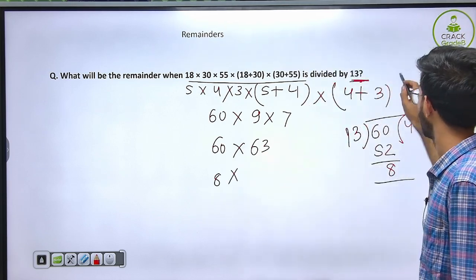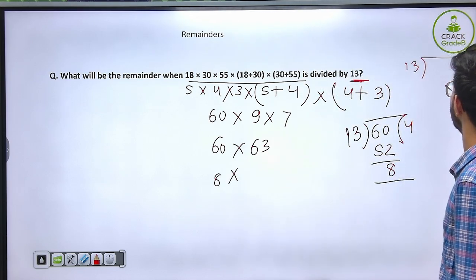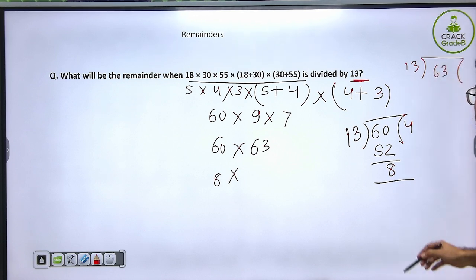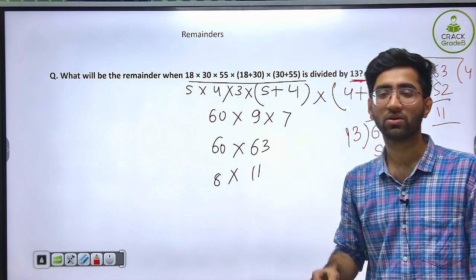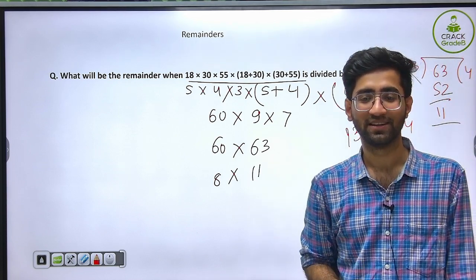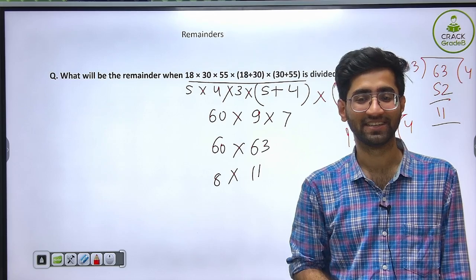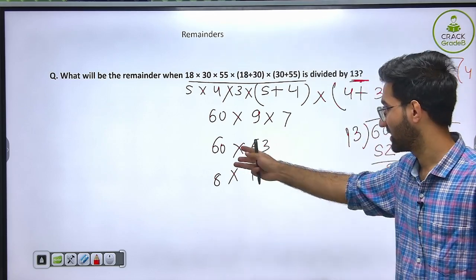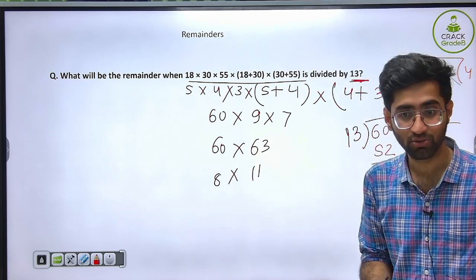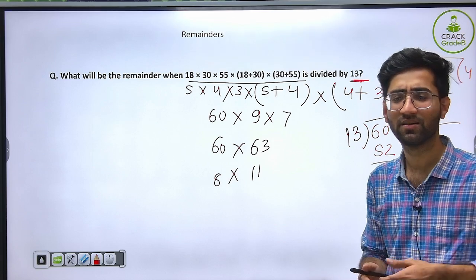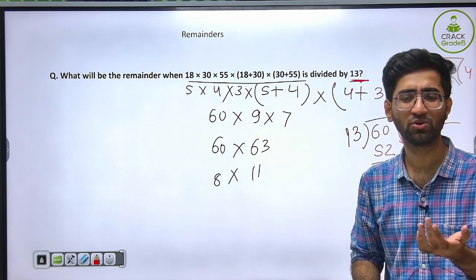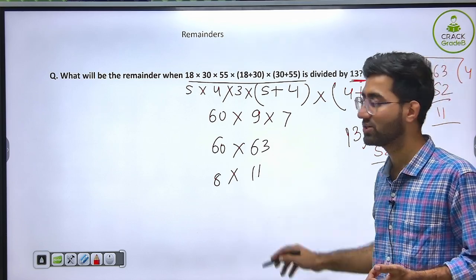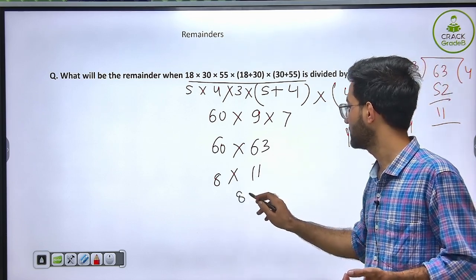Now let us find the remainder when you divide 63 by 13. So 13 into 4 is 52, again the remainder is 11, right? So 8 into 11. Now tell me, what is 8 into 11? 8 into 11 is 88, right? You can say that you can multiply 60 into 63 and you can answer. Why? Because this multiplication is relatively simpler. So 8 into 11 is 88.